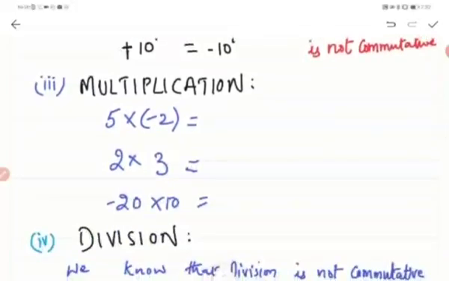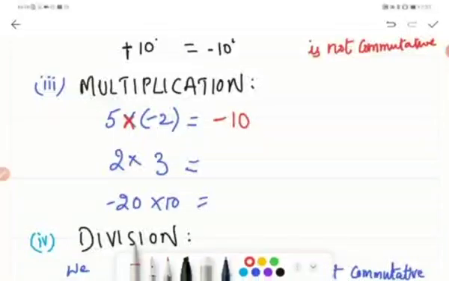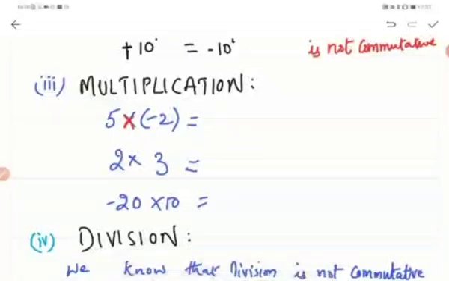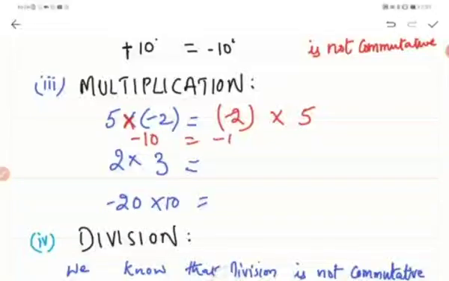Okay, let's see for multiplication now. I took some examples here. 5 multiplied by minus 2 is how much? It is minus 10, isn't it? So commutative is what? We are just interchanging, swapping. Minus 2 multiplied by 5 is what? Here it is minus 10. This is also equal to minus 10. Right hand side is equal to left hand side.